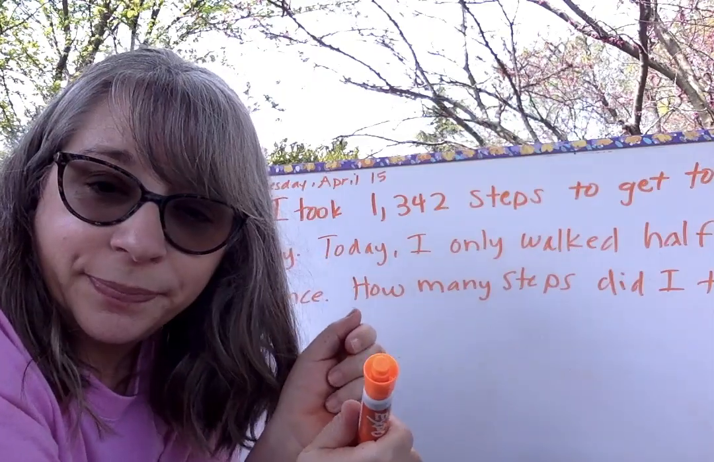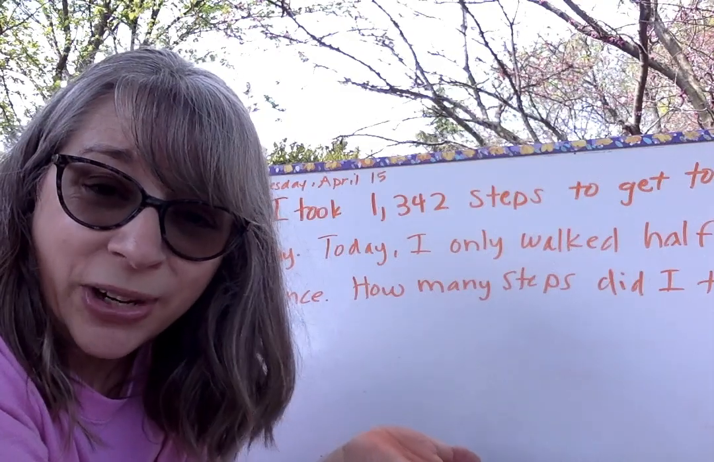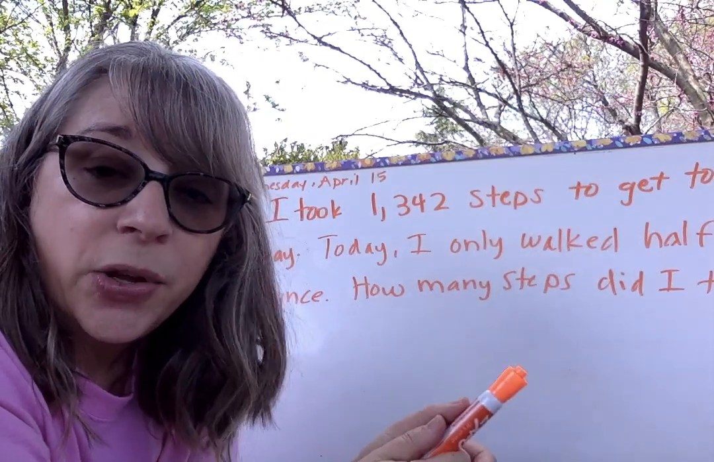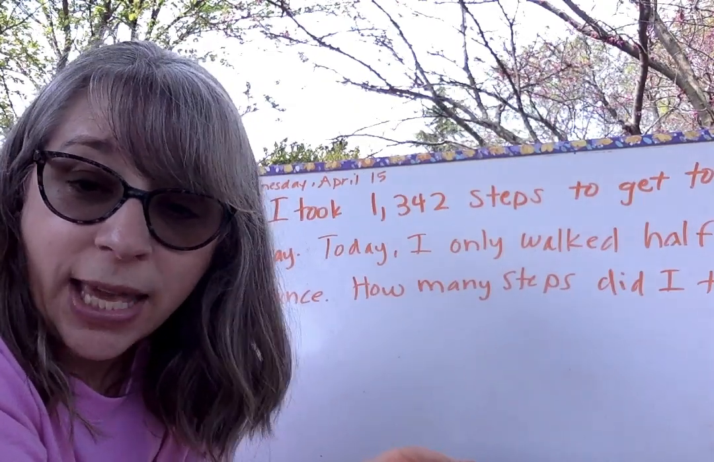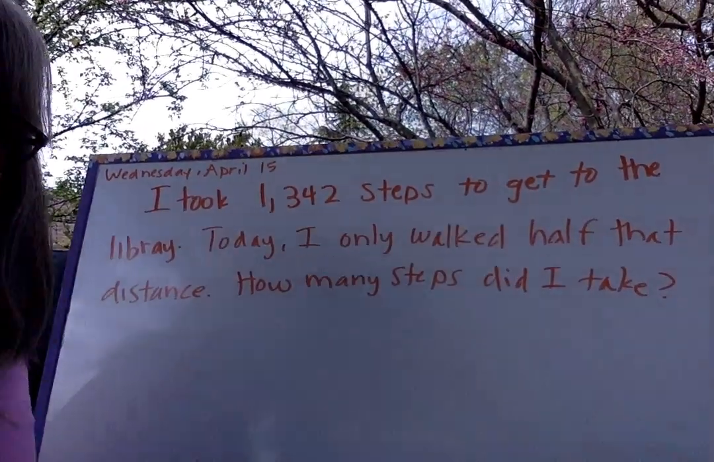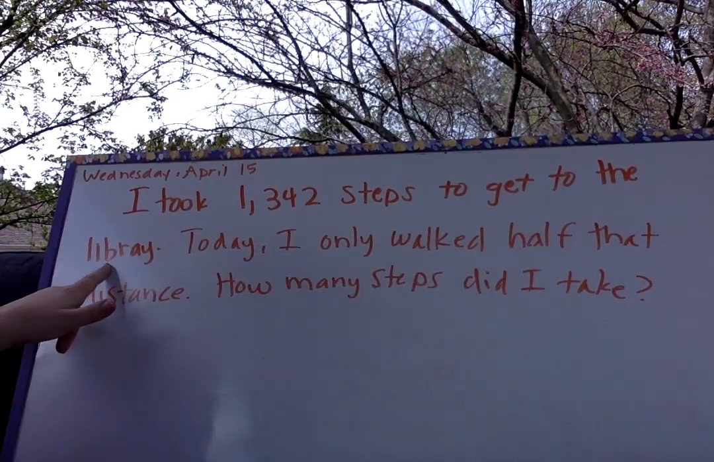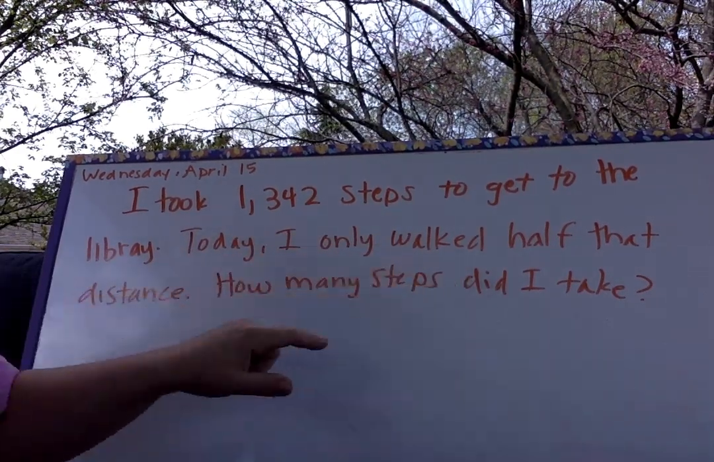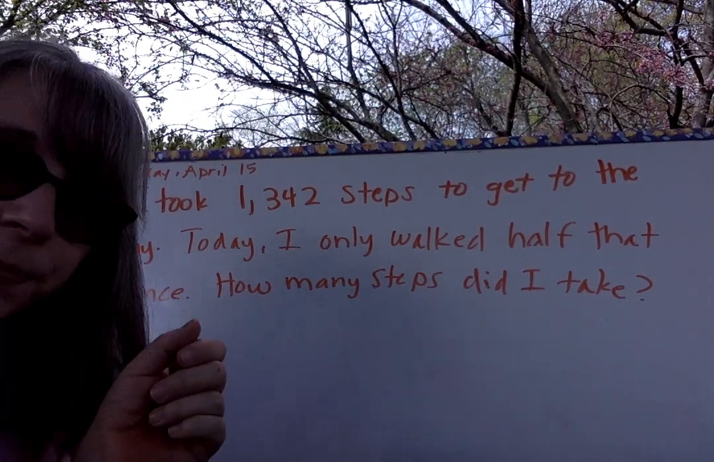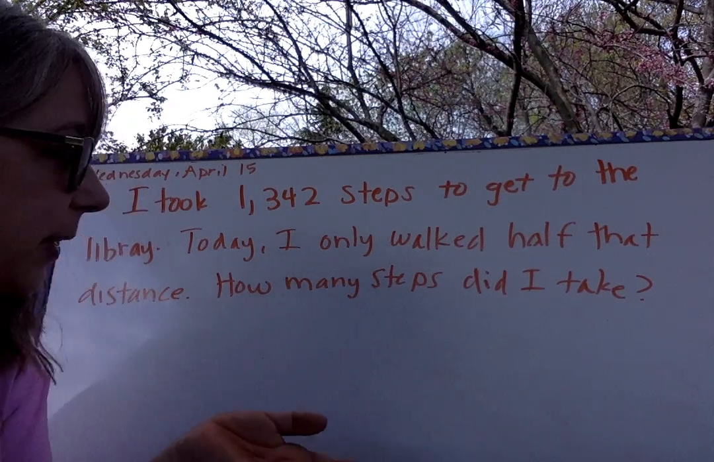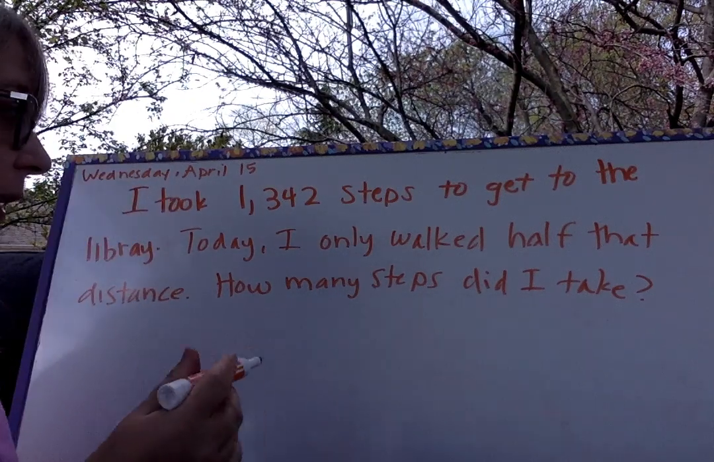So today, I only walked half that distance. I didn't make it all the way up to the library. I was only able to go halfway. So we have to figure out about how many steps I took only walking halfway. Okay, let's look at our question. I took 1,342 steps to get to the library. Today, I only walked half that distance. How many steps did I take? How are we going to figure out half of 1,342? Well, we are going to divide.